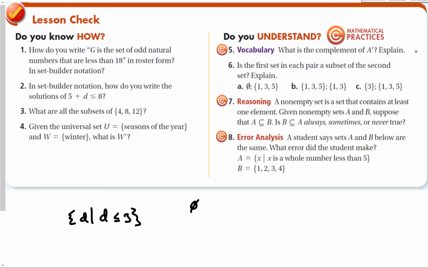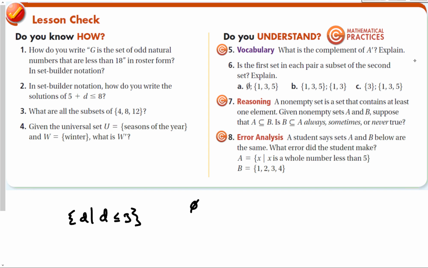For 5, vocabulary, what is the complement of A prime? Well, if A prime is the opposite of A, the complement of A prime is just plain A, because it's everything that's not in A prime.